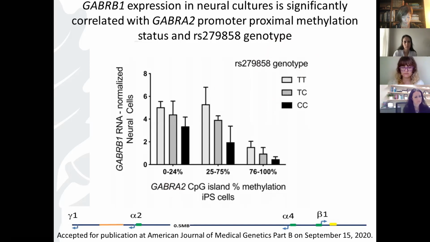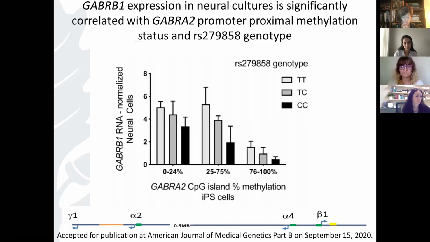What's fascinating is that if we look at this linear schematic of the cluster down at the bottom of the slide, alpha-2 and beta-1 are approximately 600 kilobases apart. So we wouldn't expect there to be any sort of correlation if they possibly didn't physically interact in some way.